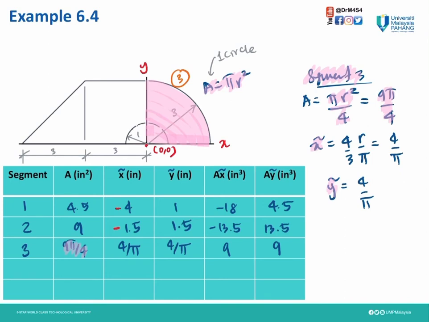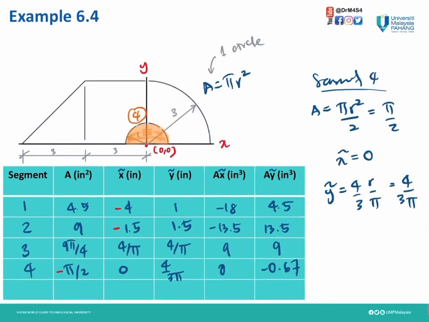So the centroid on x is 4/3 r divided by pi. Our r is 3, so we get our x bar is 4 divided by pi. Because it's a quarter circle, the values for x bar and y bar are similar. So we fill the x bar value and y bar value in this table, and then we can find our A x bar and A y bar. Next, we're going to identify the values for segment 4, which is the semicircle.